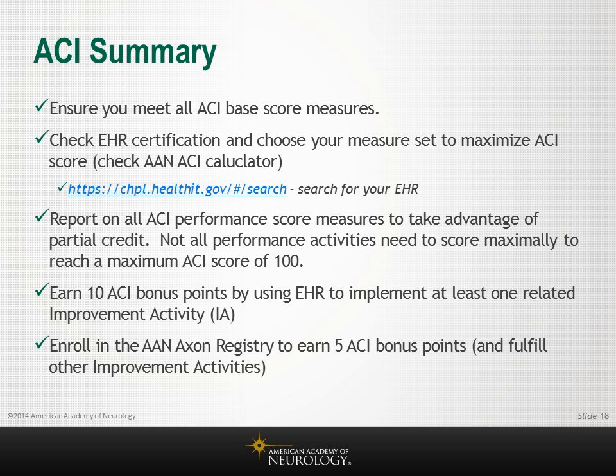The third one is report on all your ACI performance score measures. There's no penalty for scoring poorly on any of them, and if you can get even partial credit on any of the 7 to 9 performance score measures, you will maximize your chances of getting to 100. If it's needed, or if you want to count it in, you can earn additional bonus points automatically. So if you choose a related improvement activity, you give yourself 10 points. If you are enrolled in the Axon registry, you get 5 points. And these are summarized also in an ACI Top 5 that we have also published on the AAN website.